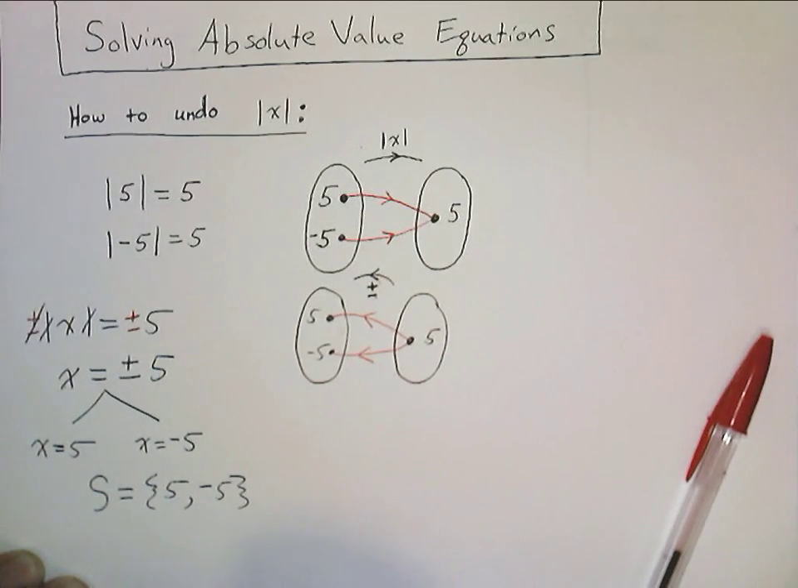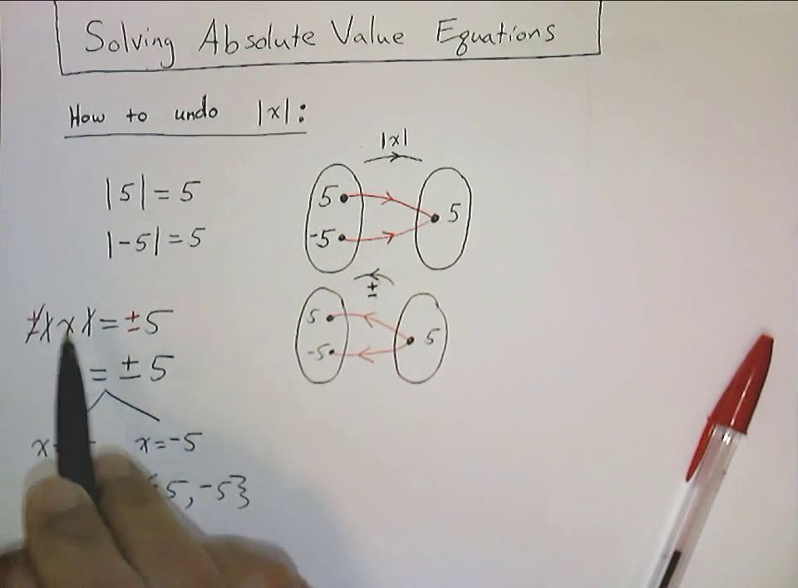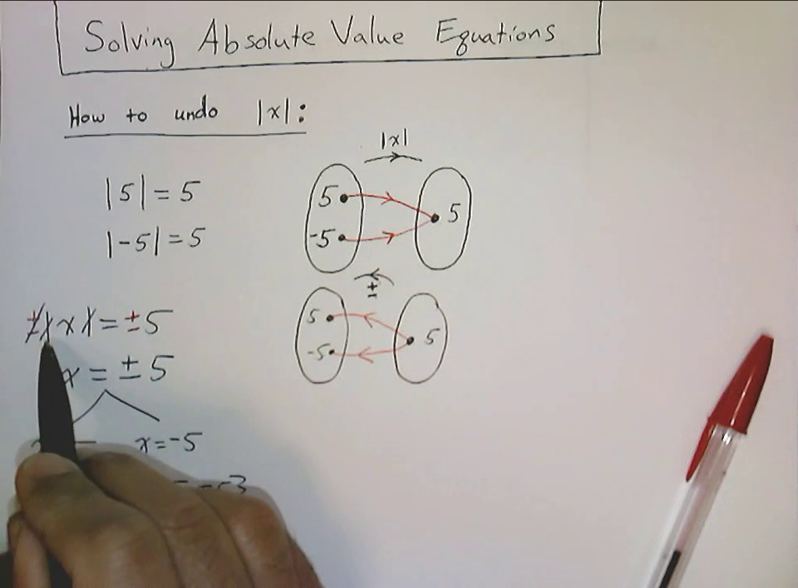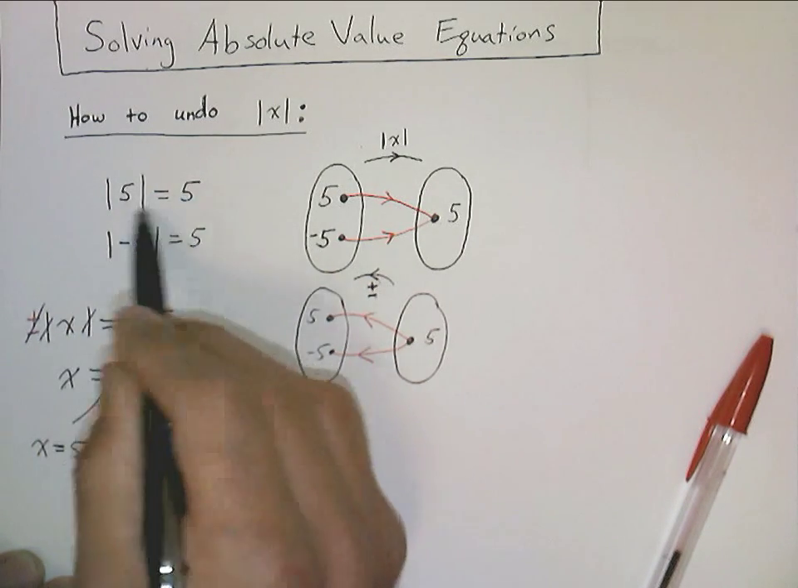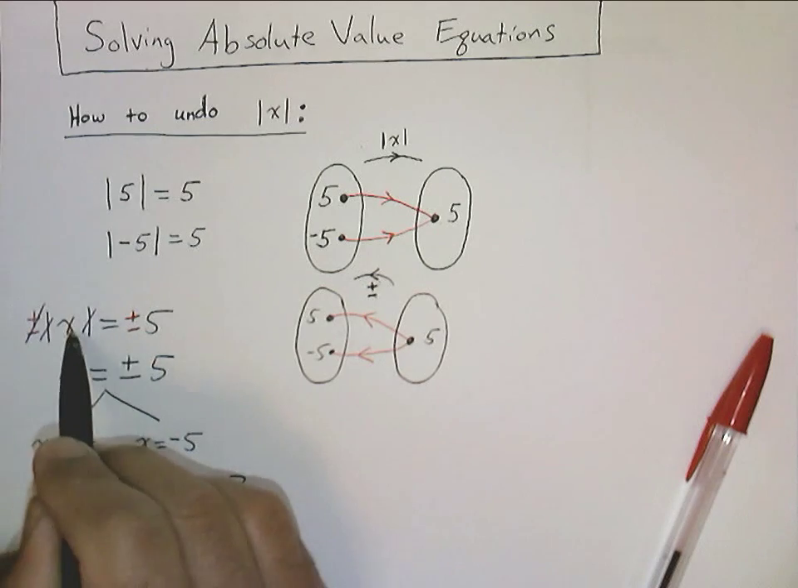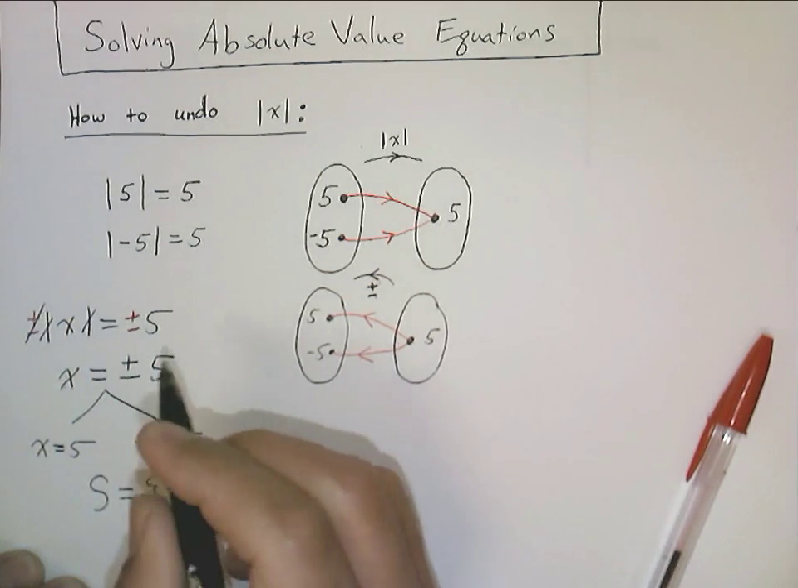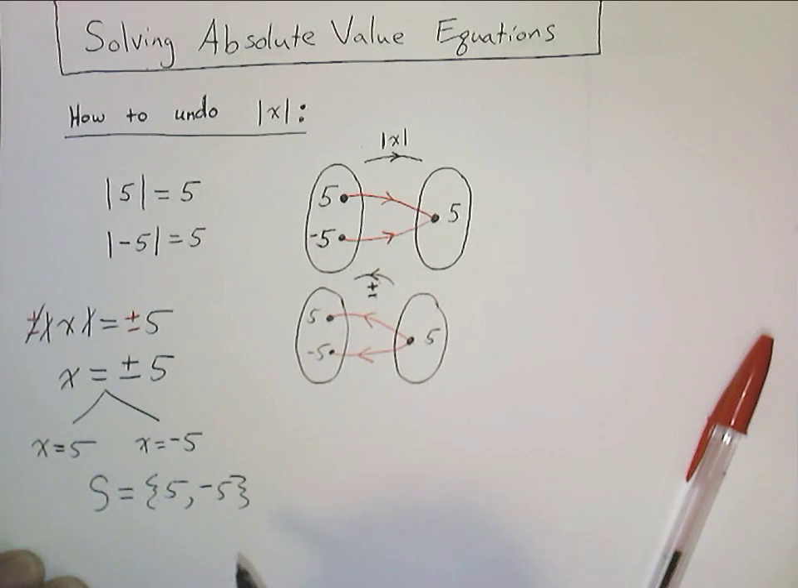Whenever we're solving equations, of course, we want to check by plugging these back into the original equation. We plug 5 back in for x, and ask, is the absolute value of 5 equal to 5? Well, of course it is. And we plug negative 5 in as well, and ask, is the absolute value of negative 5 equal to 5? And of course it is. So this is our correct solution set.